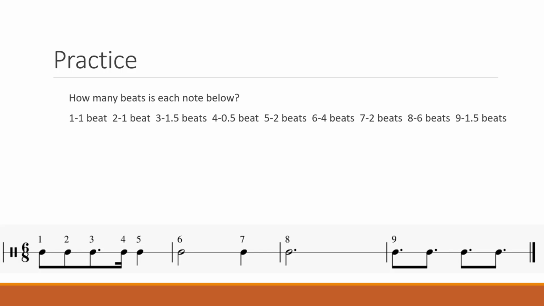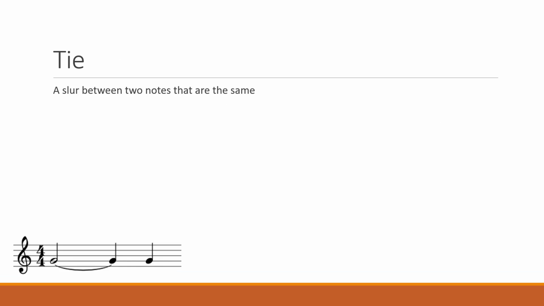There is also one more thing I want to talk about, which is a tie, which is a slur, a bit of a bow, a bit of a line that connects 2 of the exact same notes together. So I'm talking about a G connected to another G, or a G flat to another G flat, or a C to another C. And what this does is connect the notes together. This G will be 3 beats long.